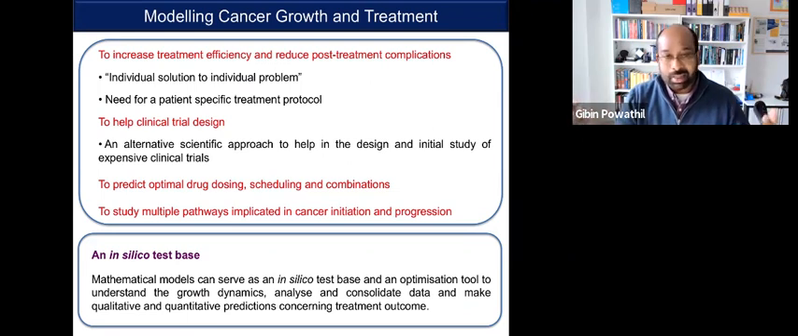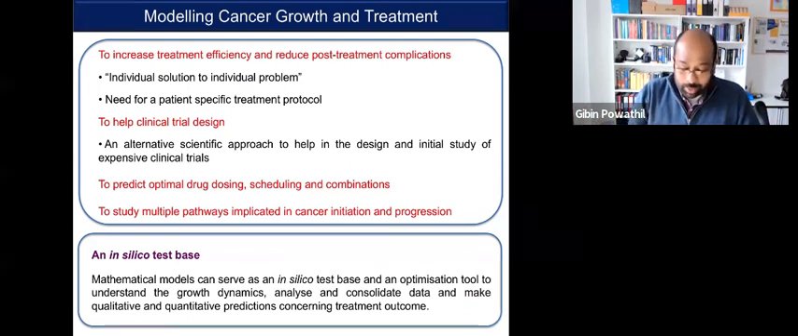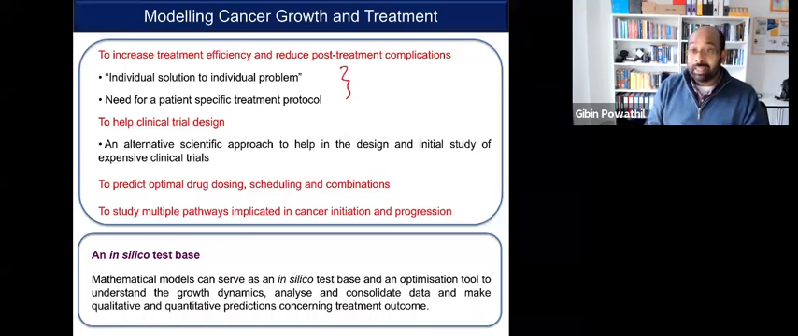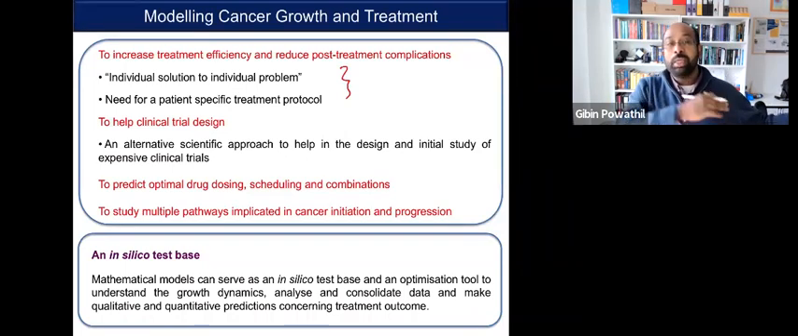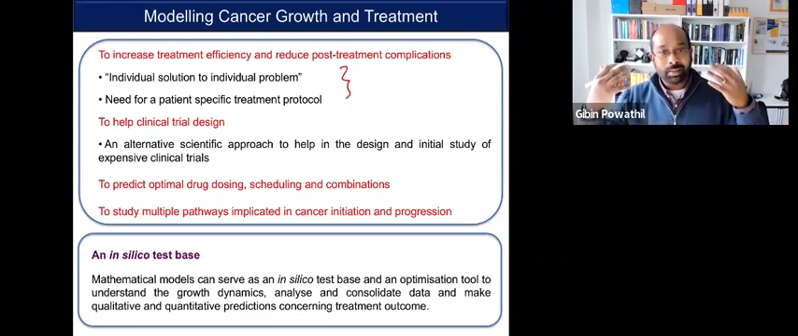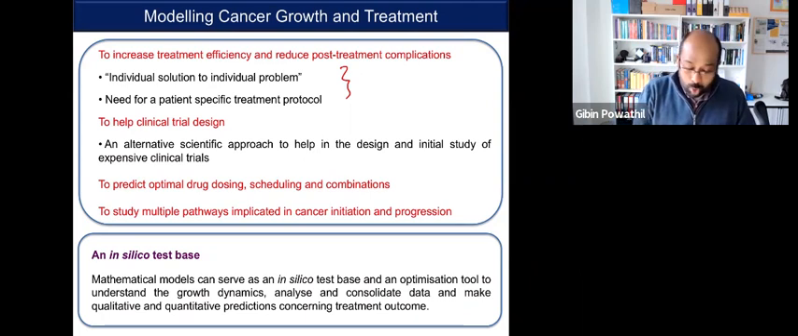Now AI and data science are much more used in clinics, and together with modeling, they can inform such treatments to get a better outcome. So the main idea of my research is, can I go from a class solution to an individual problem, to an individual solution to an individual problem? Can I make the treatments patient specific? Modeling can also help in clinical trial designs. It can predict optimal drug dosing and even drug discovery.